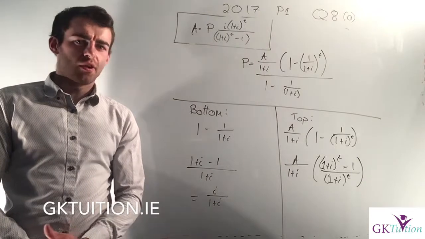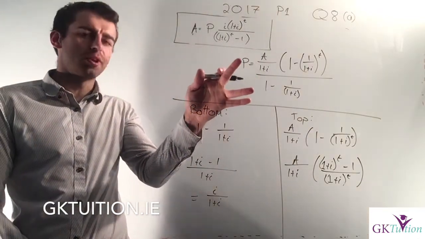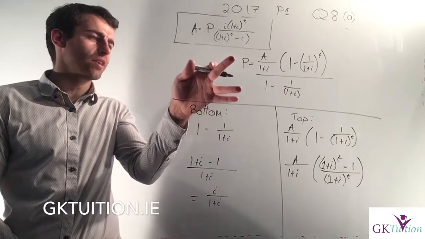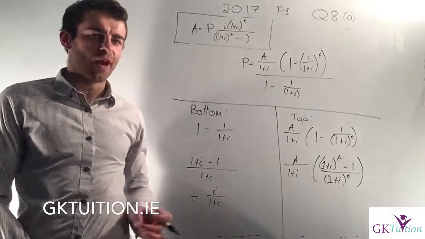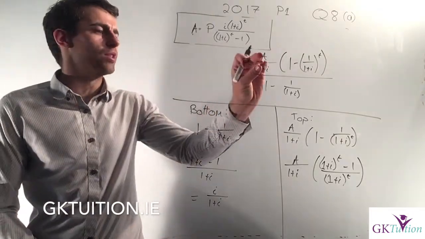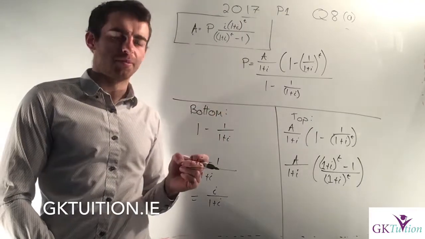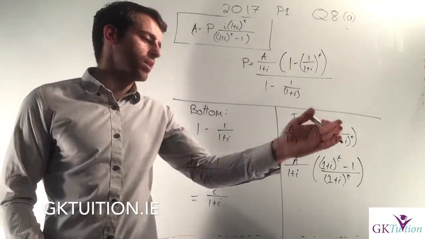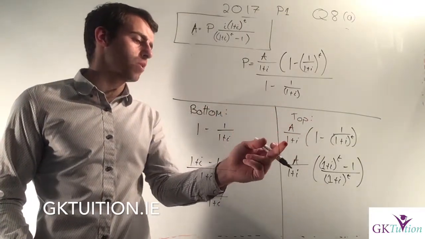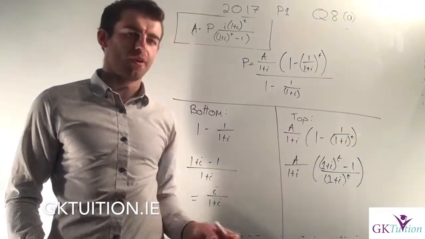Okay, so as you can see, I've already started this one. Where we are now, we subbed into our sum of a geometric series, we have this. Unfortunately there's a lot of fractions here, so I think the easiest way to do this, the first thing I would do is take the top line. So if we just take the top of our fraction and try to simplify it, you'll notice here that I've rewritten this as A over 1 plus I times 1 minus 1 over 1 plus I to the power of t.